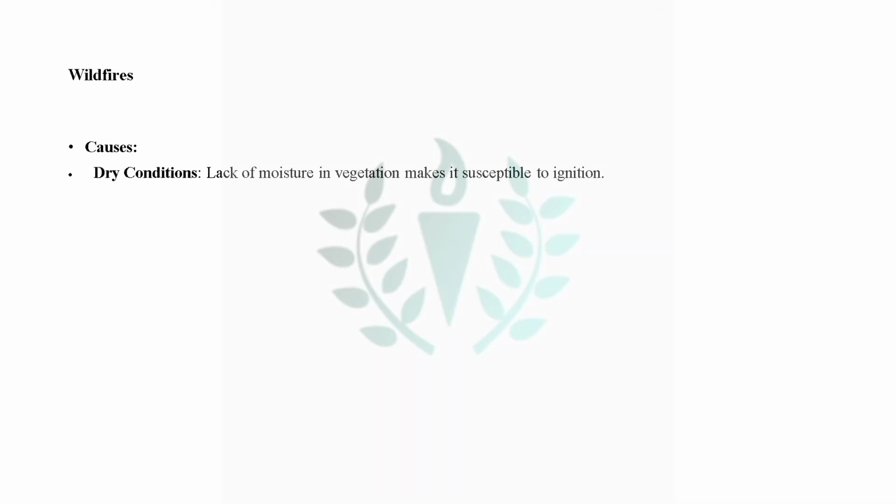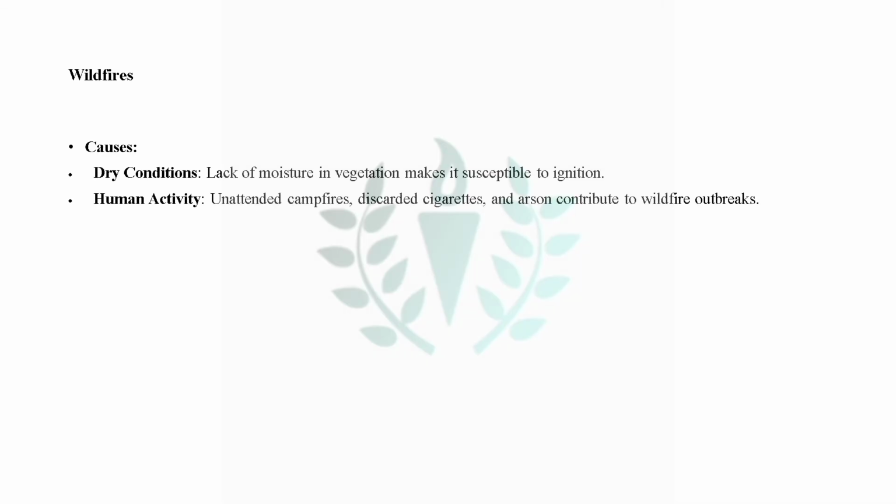Let us now discuss wildfires. Wildfires can be caused by dry conditions. They may be caused by human activities and also by lightning strikes. So lack of moisture in vegetation makes it susceptible to ignition, which results in wildfires. Unattended campfires, discarded cigarettes, and arson contribute to wildfire outbreaks. Natural lightning can also ignite dry forests, which results in wildfires.